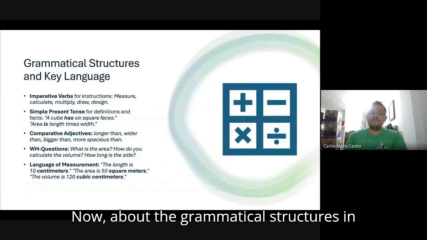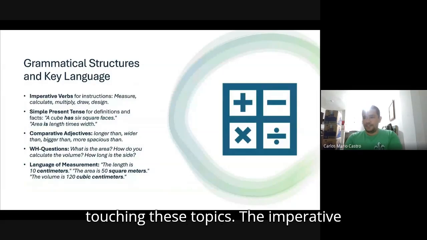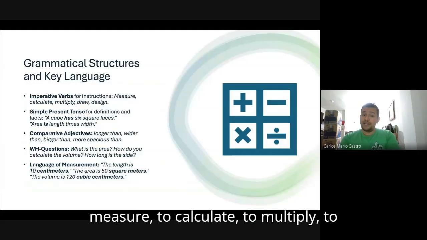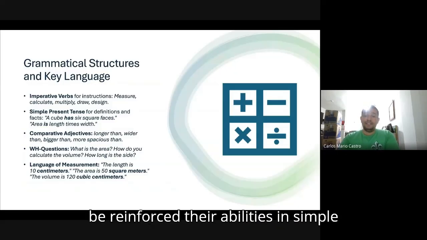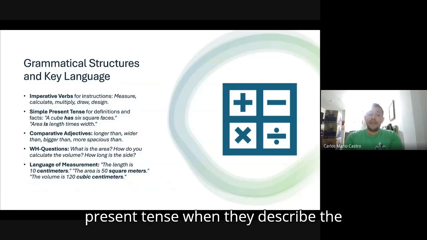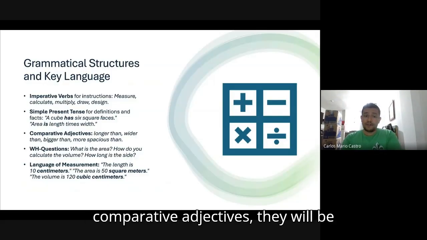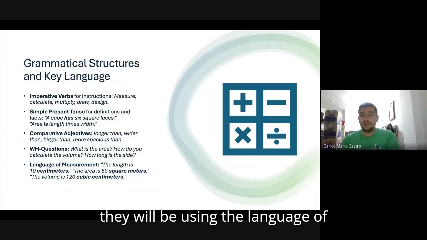Now, about the grammatical structures and key language, we will be touching these topics. The imperative verbs, when we instruct the students to measure, to calculate, to multiply, to draw, to design. They will reinforce their abilities in simple present tense when they describe the geometric objects. They will be using comparative adjectives, WH questions, and the language of measurement.